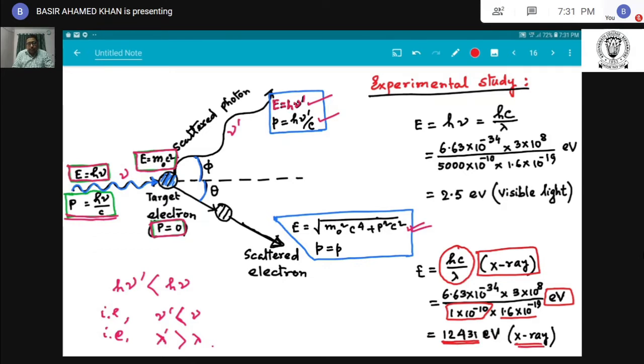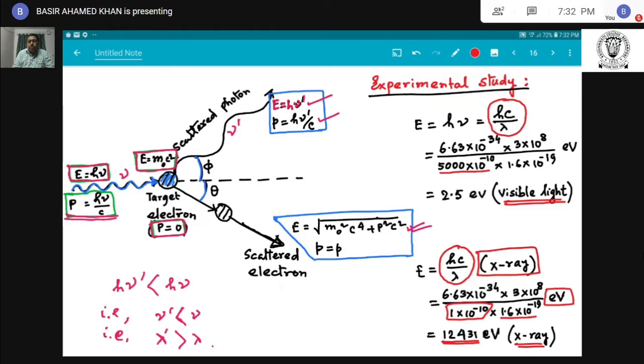This is too much compared to the visible light photon energy. Here I calculate the energy of visible light in terms of electron volt. I put E equal to hc by lambda, and for our calculation I assume lambda is 5000 angstrom, that means 5000 into 10 to the power minus 10 meter.